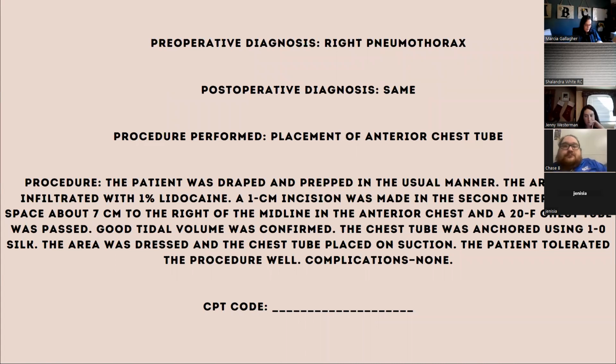Mm-hmm. Okay. So let's take a look at 32551 in our tabular. It's on page 234. Yeah, I'll get some more water. Y'all are just too fast. 32551 on page 234. Tube, thoracostomy, included connection to drainage system.